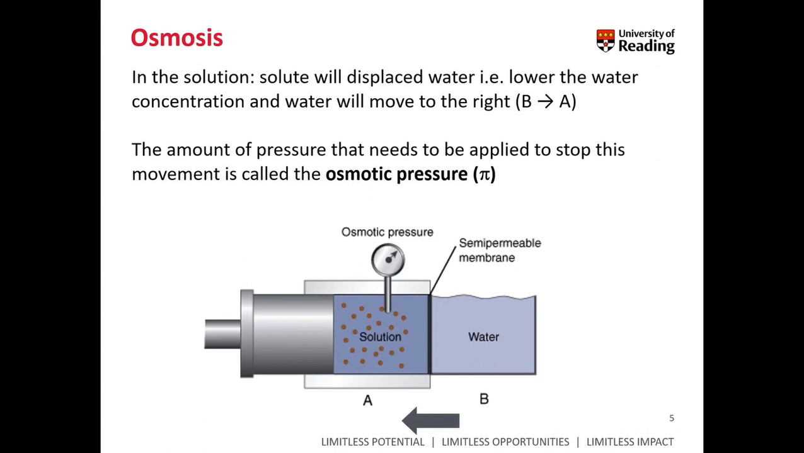So if there is movement of water from a compartment with low concentrations of solute to compartments with high concentrations of solute, then we will have movement of water. And this movement of water will generate pressure. I mean, if you move masses of water from one place to another, that will generate pressure. And you can measure this pressure. And this pressure is called osmotic pressure.